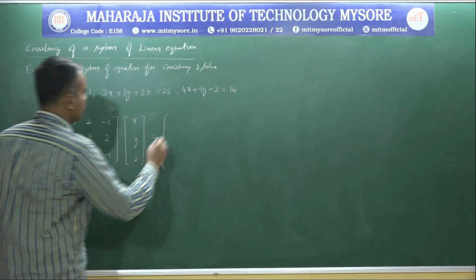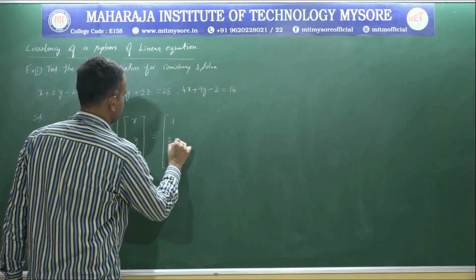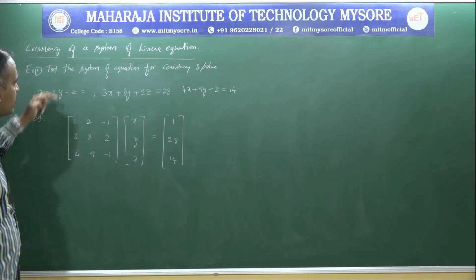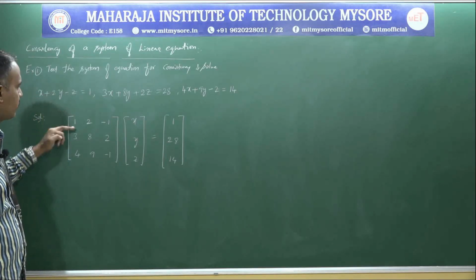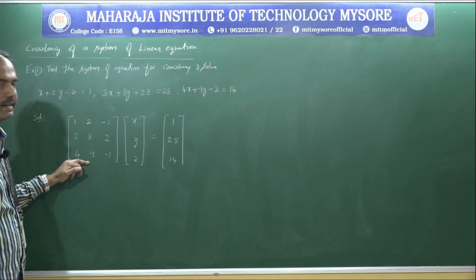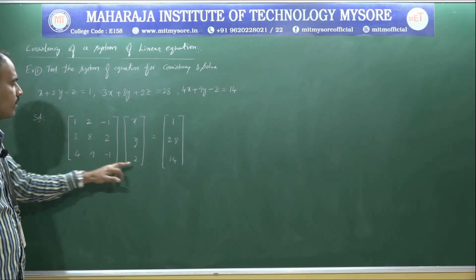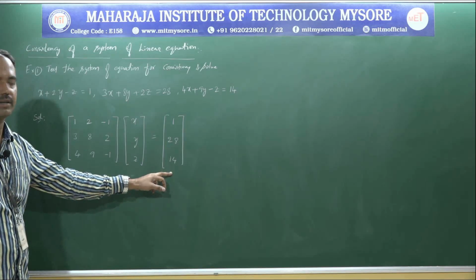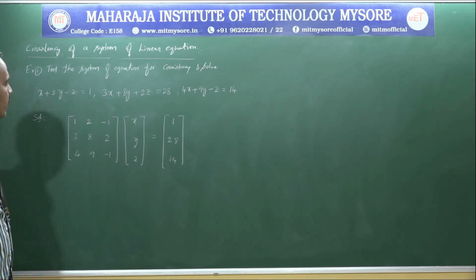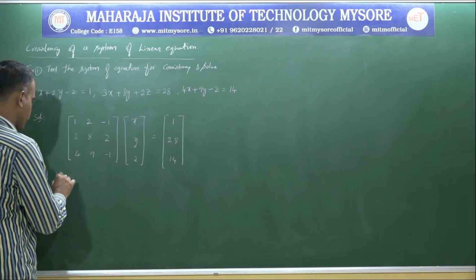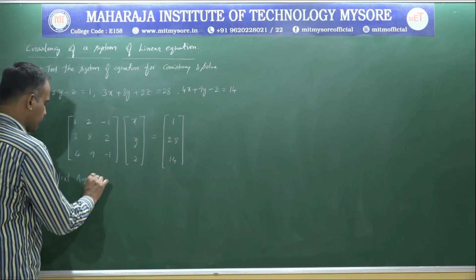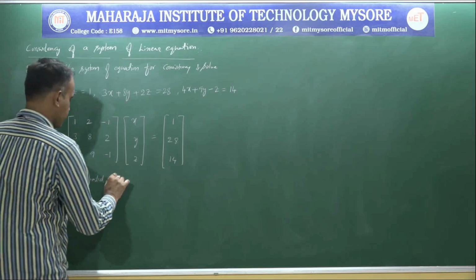Next, the constants. Is it clear? The given system of equations can be specified in terms of the coefficient matrix, the matrix A form. Now the matrix of unknowns, and the matrix of constants. Next, the augmented matrix.